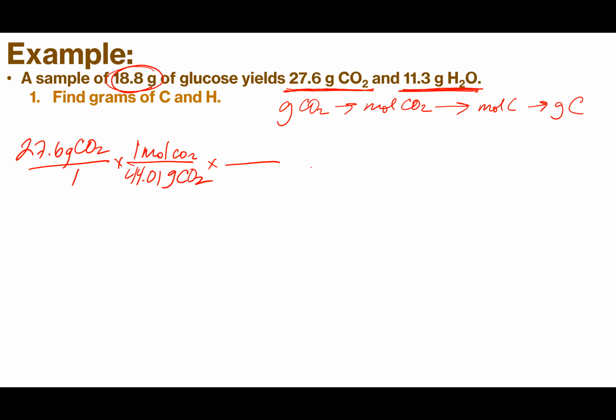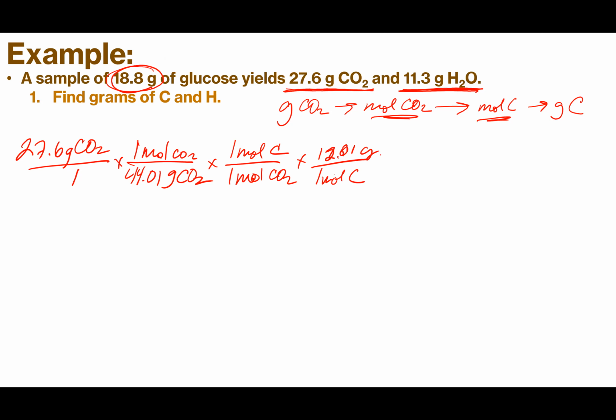Okay. The next step, moles of CO2 to moles of carbon, is using the formula as a conversion factor. And we've done this before. 1 mole of CO2 will give us 1 mole of carbon. And using our periodic table, we can figure out that 1 mole of carbon is 12.01 grams.